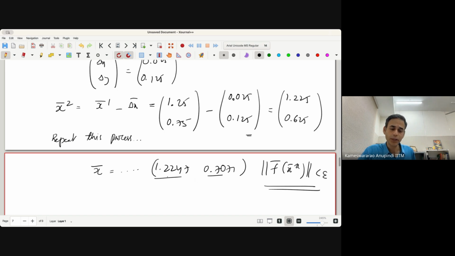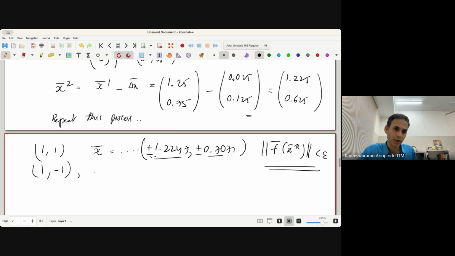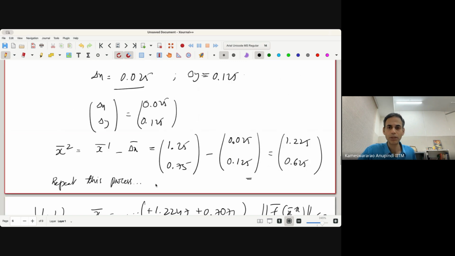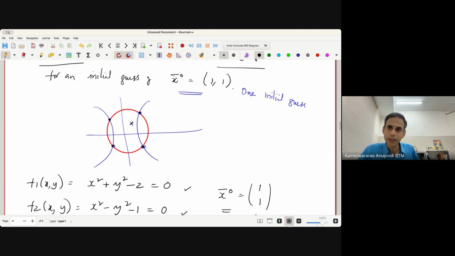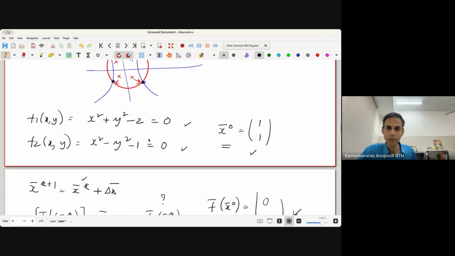Now, of course, it only converges to one value because we started off with the initial guess as 1, 1. All the other 4 values are going to be plus or minus these values. So if you start with 1, minus 1, you're going to end up with another value. Similarly, if you start with minus 1, 1, you'll end up with another value, and minus 1, minus 1 will give you the other value. That means depending on the initial guess you have taken, you're going to end up with the corresponding closest root value, hopefully when it converges. Okay, so that is the idea.